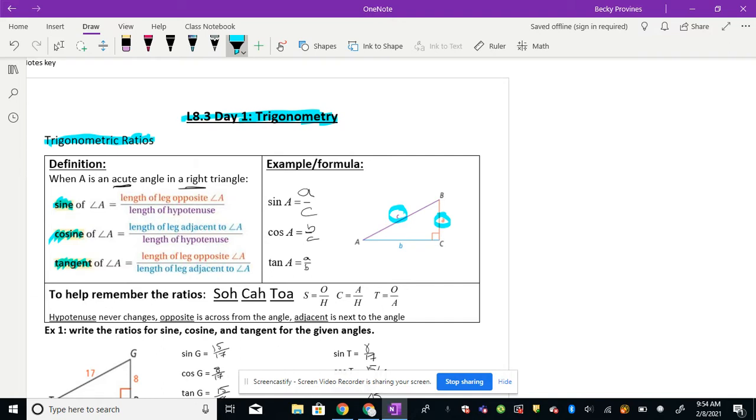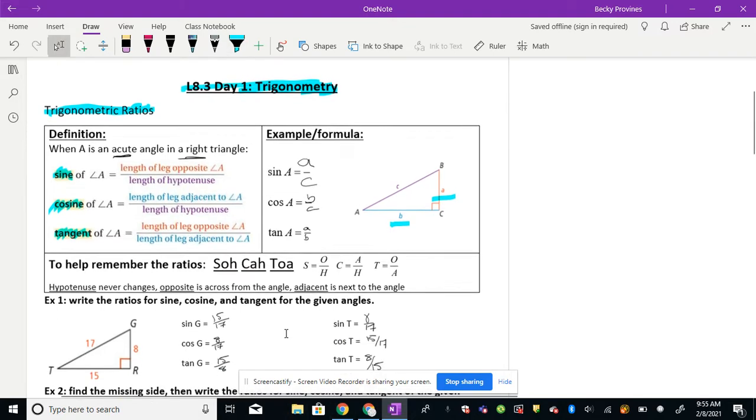Cosine of A is going to be the leg adjacent to the angle over the hypotenuse. So if this is the angle we're working with, the leg that is adjacent to it that isn't the hypotenuse is going to be B. Over the hypotenuse, we would write that as b over c. And now we are left with the tangent of A, which is the one where we're not going to use the hypotenuse. So tangent of A, we have the length of the opposite leg over the length of the adjacent leg. Adjacent will never be the hypotenuse. So we would write that as a over b.